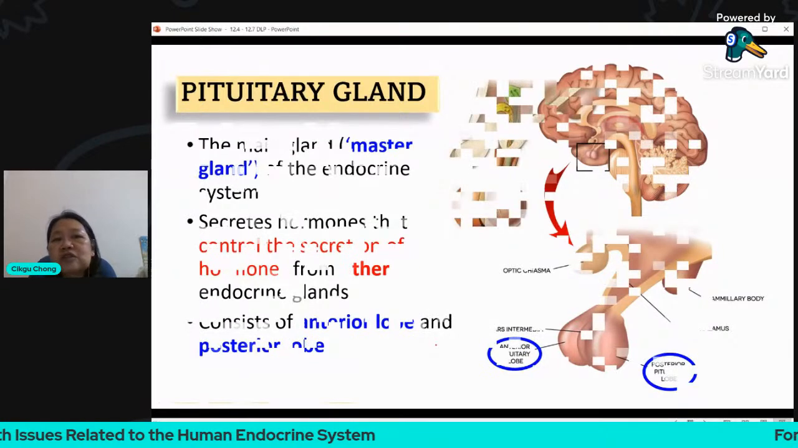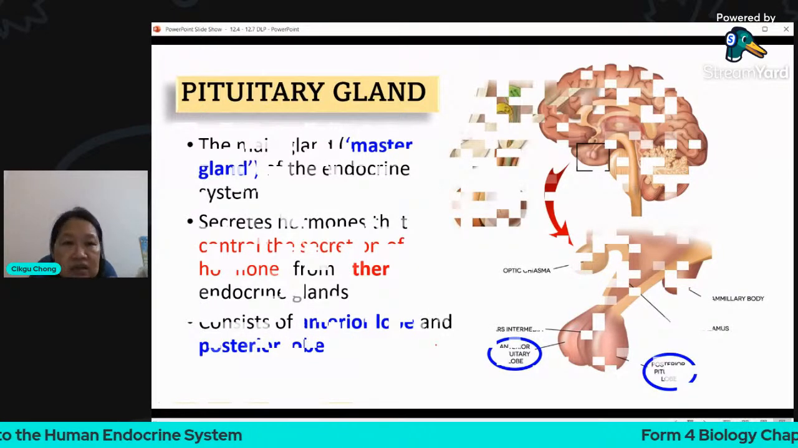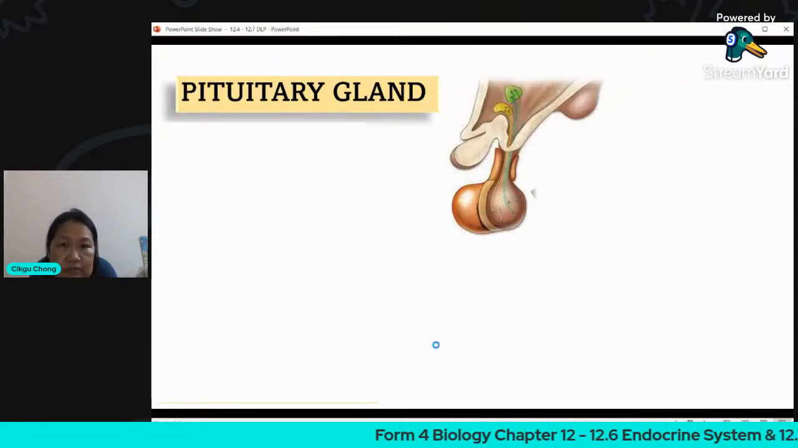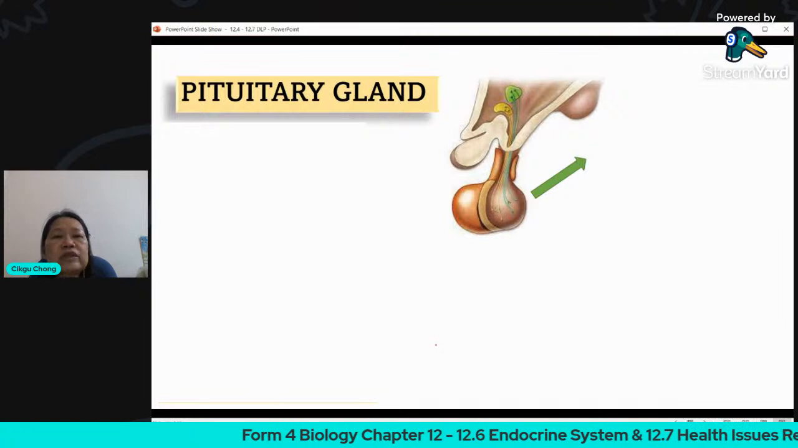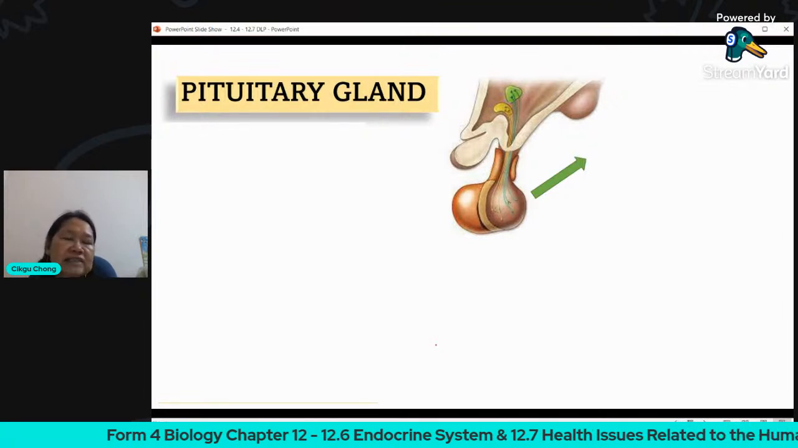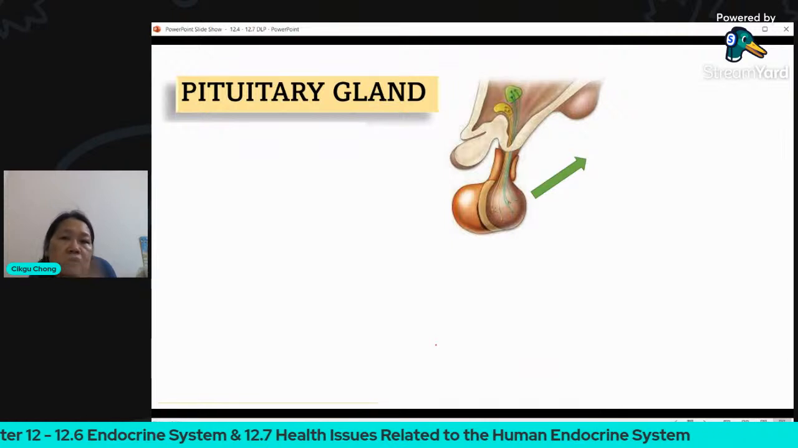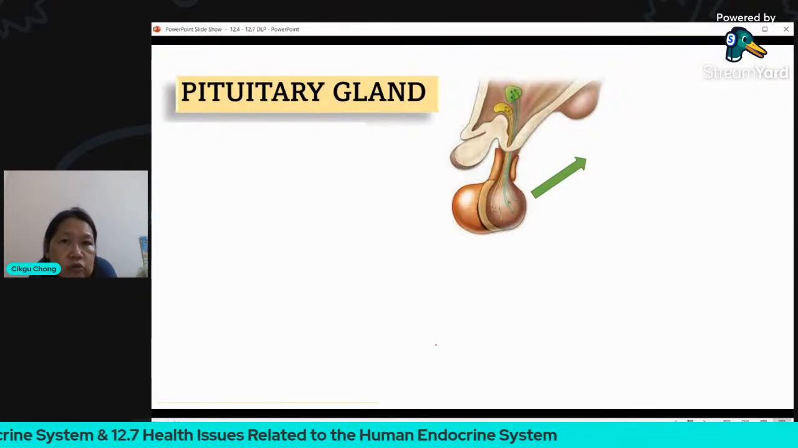Now, the pituitary gland. You can see here the anterior lobe is on your left, the posterior lobe is on your right. Let's start with the posterior first. Why do I start with the posterior? Because it's easier to remember. The posterior lobe only has two hormones that you need to remember.